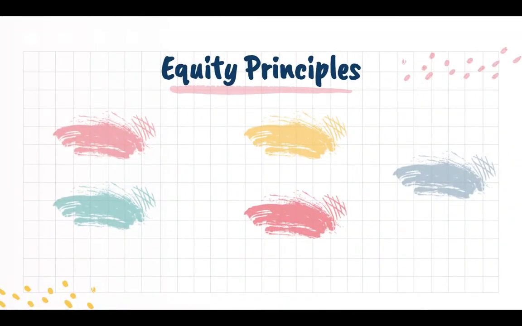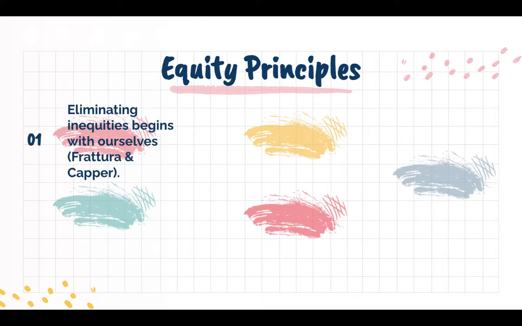My equity principles are my equity non-negotiables. I came up with 5, and I took most of them from the ICS website directly, as well as some from Dr. Ehrenberger. So number 1, eliminating inequity does begin within ourselves. In order to truly address inequities in the school and be effective and implement everything, we obviously have to look to ourselves first.